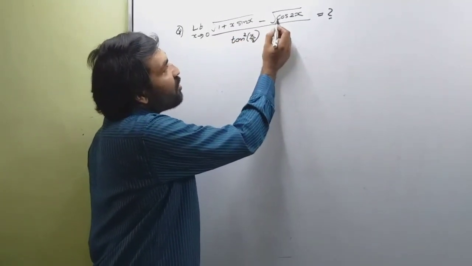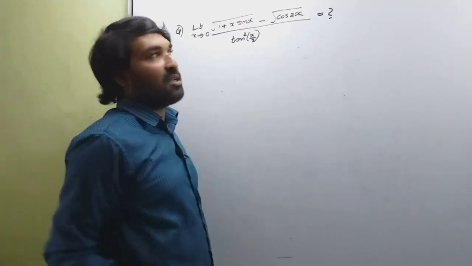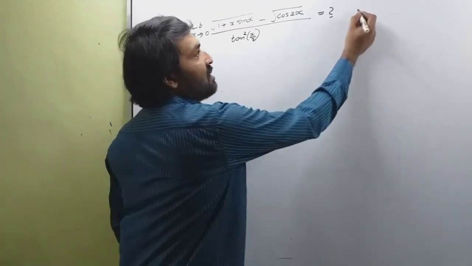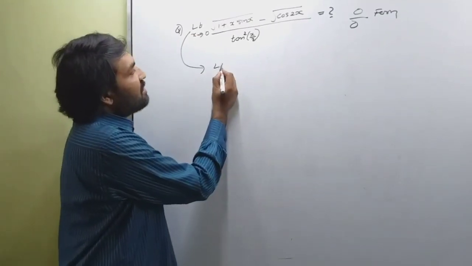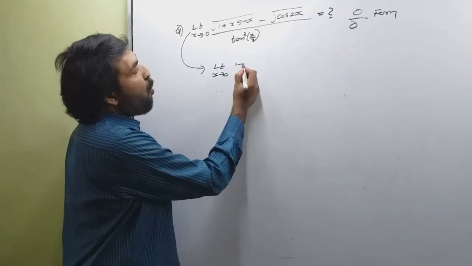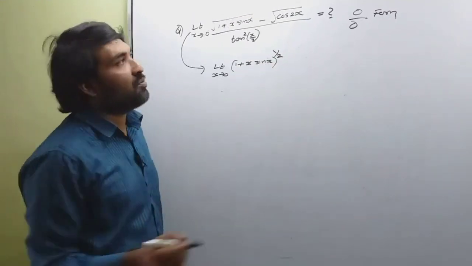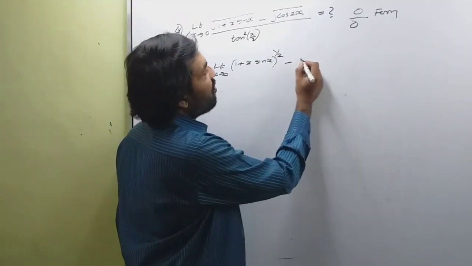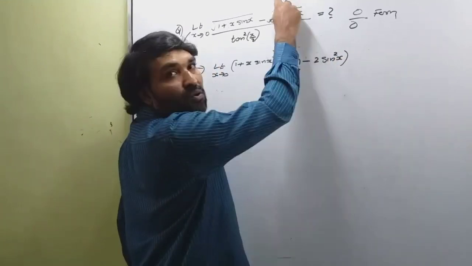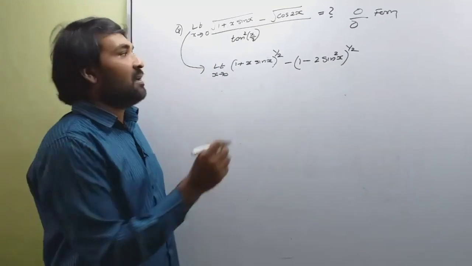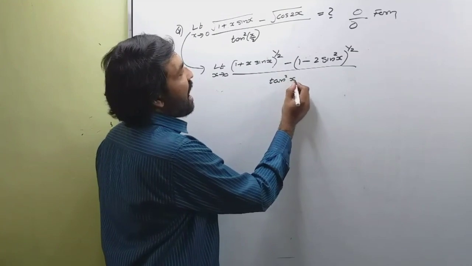Now our question is, limit x tends to 0 of (square root of (1 + x sin x) minus square root of cos 2x) whole divided by tan²(x/2). By direct substitution, this becomes 0 by 0 form. We can write this limit as limit x tends to 0, (1 + x sin x) whole raised to 1/2, and cos 2x can be written as (1 − 2 sin²x) whole raised to 1/2, whole divided by tan²(x/2).